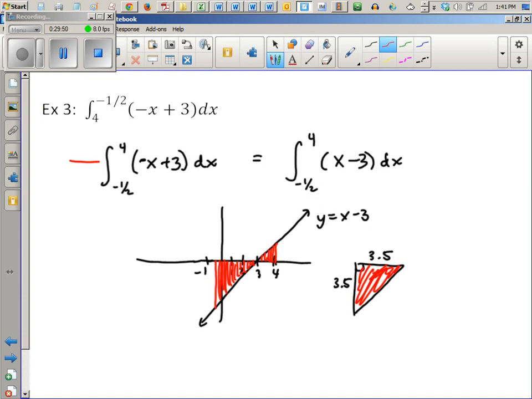And then there's that little triangle. That one's above the x-axis. That one looks like this. What are the dimensions on that little guy? That's just a little 1 by 1 triangle.